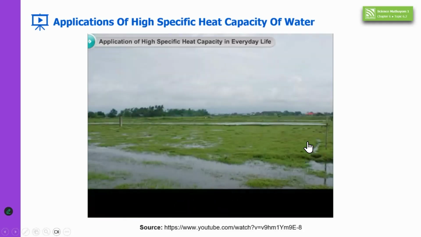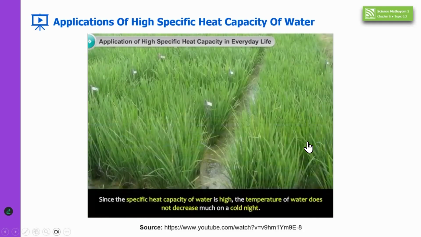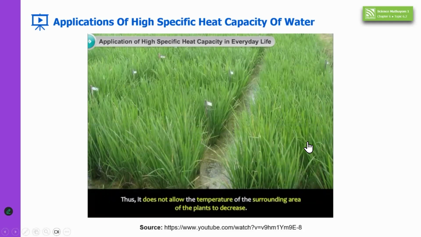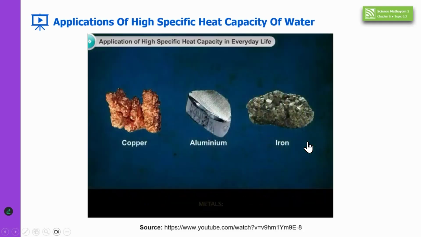Protection of crops. Farmers protect their crops from frost by filling the fields with water during winters. Since the specific heat capacity of water is high, the temperature of water does not decrease much on a cold night. Thus, it does not allow the temperature of the surrounding area of the plants to decrease.